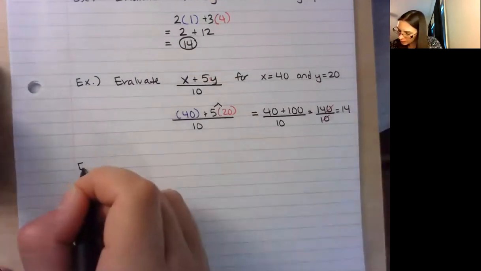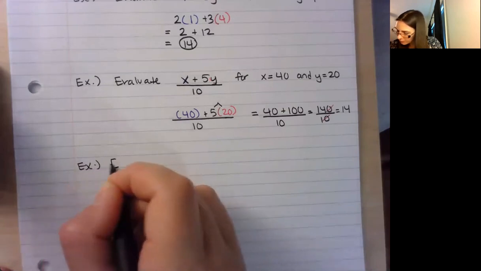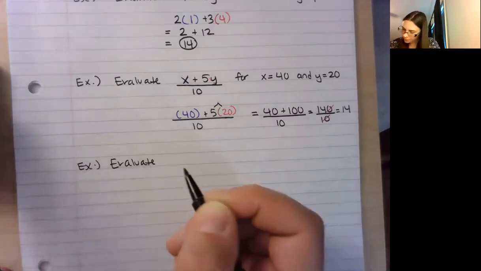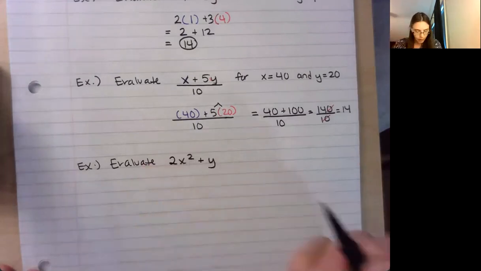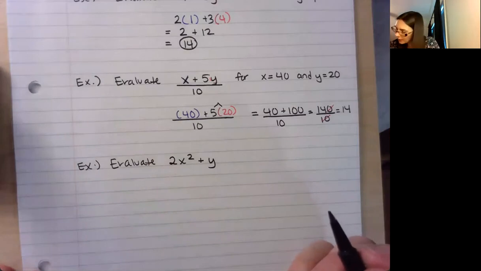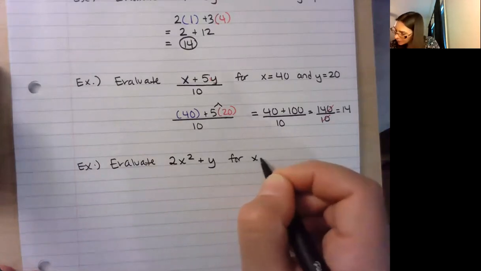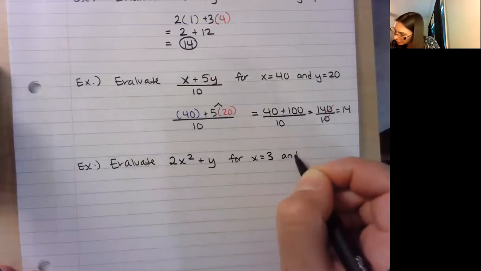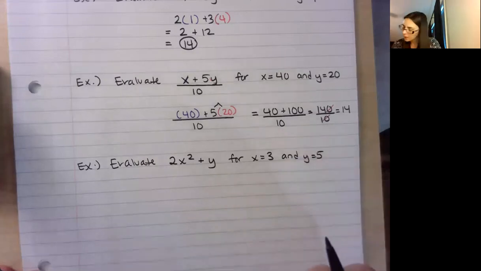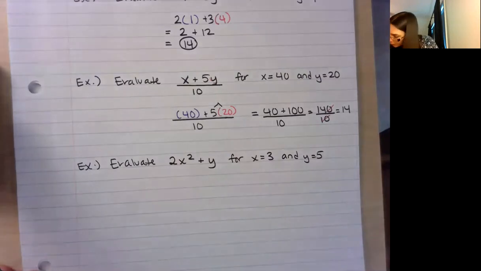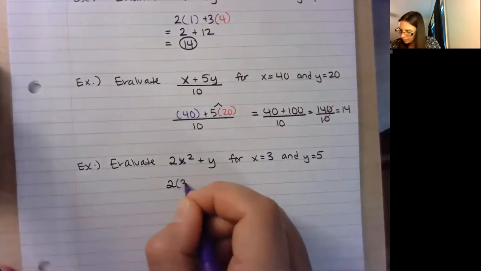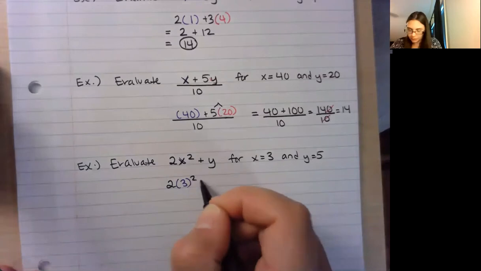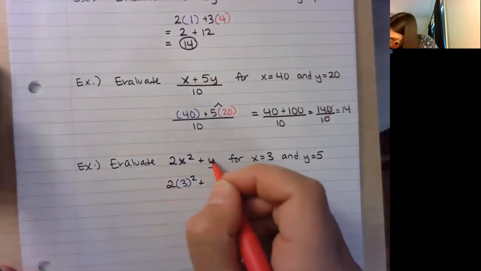And let me just do one more example here. All right, let's evaluate 2x squared plus y, or x equals 3, and y equals 5. So I'm going to go ahead and wherever I see that x, I'm going to go ahead and plug in a 3 there. So just be careful. I have a 2, and then I'm plugging in a 3, and I still have a square. And then when I see the y, I'm going to replace that with 5.